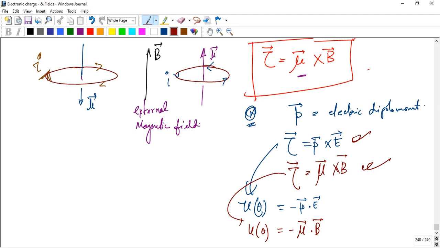Mu dot B. And here we see that in this case, if mu is downward and B is upward, the angle theta is 180 degrees. So U theta in that left side case has cos 180 degrees. Cos 180 is minus 1, so minus minus gives plus mu B. So here is the highest energy, or more energy.